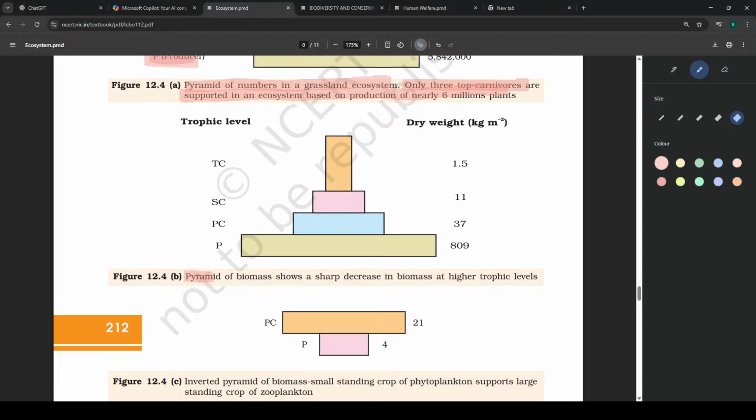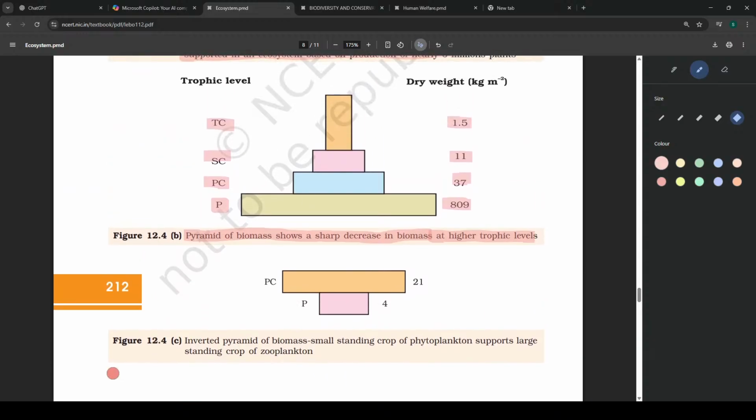Okay, this is a pyramid of biomass. It shows a sharp decrease in biomass at higher trophic levels. Once again, producers, primary consumer, secondary consumer, and tertiary consumer. If we assume the dry weight of the producers is 809 kg per meter cube, it will be reduced to 37, then 11, then 1.5. This is still again based on the standing crop calculation, meaning at a specific time only. This is not continuous.